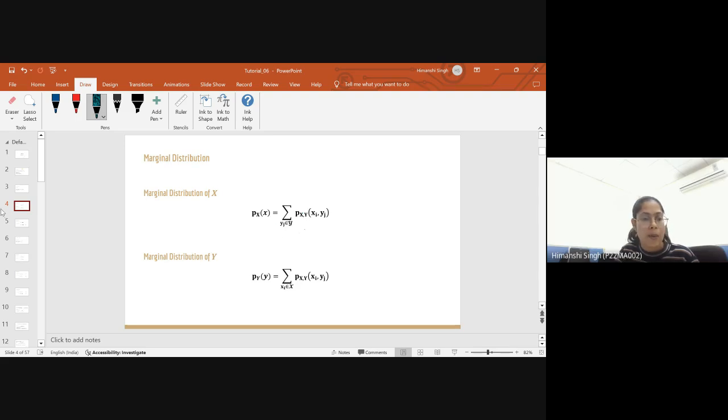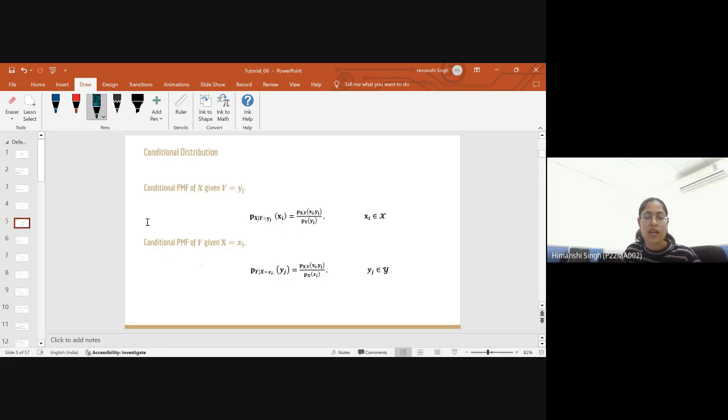Apart from the marginal distribution, we have the conditional distribution. Basically, the conditional PMF of X given Y equals y_j. If I have the information that the random variable Y is y_j, then what will be the PMF of X given Y equals y_j? This will be nothing but the joint PMF divided by the marginal PMF of Y.